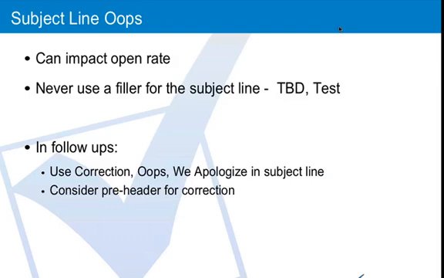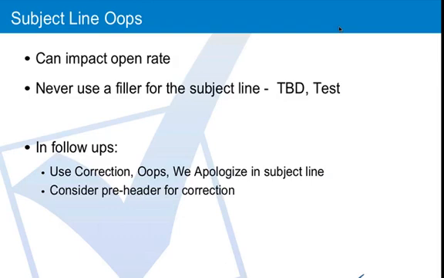So now we're going to go into some specific things that could go wrong in your email and some of the things you can do to correct those. So having an issue with your subject line could impact your open rate because the from label and subject line is what drives your recipients to open the email. If there's something wrong with the subject line, it could cause your open rates to go down. One of the things that I have here says never use a filler in the subject line, like to be determined or test or anything like that.